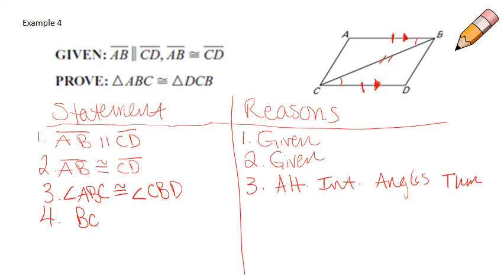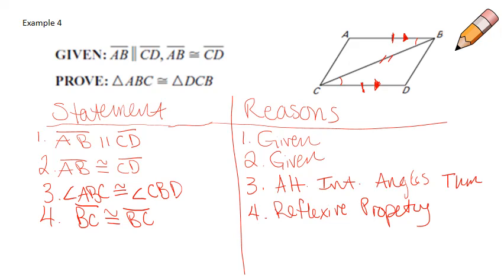is congruent to itself. So line segment BC is congruent to line segment BC, and we know that by, yet again, the reflexive property. If you wanted to just say prop, that's totally fine. And so now we have three corresponding congruent parts. We have a side, an angle, and a side. So that is our fifth reason to prove for our last statement that triangle ABC is congruent to triangle DCB.